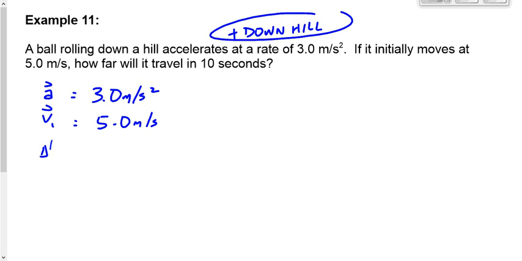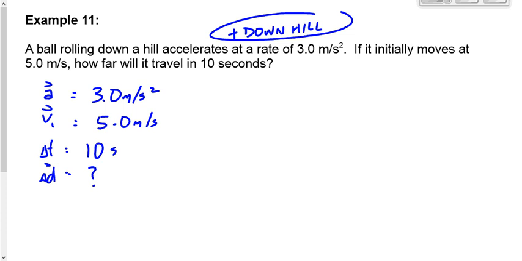We've got delta T is 10 seconds, and we're looking for delta D, how far it's going to go, the displacement. Actually, technically, we're only looking for the distance, right? How far is it going to go? Technically. But in the end, if I solve for the displacement, it's not changing direction, is it? It's going downhill the whole time, so the distance and displacement will be the same number, right? So let's just get displacement here.